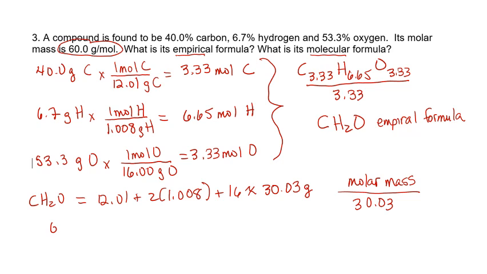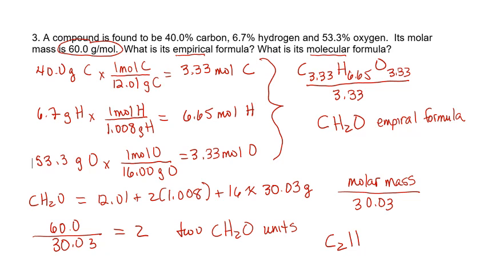Okay, so let's do that right under, we're going to come all the way over here. So our molar mass is 60.0 divided by 30.03. That is really, really close to 2, which means we have 2 CH2O units. So we would write this as C2H4O2.